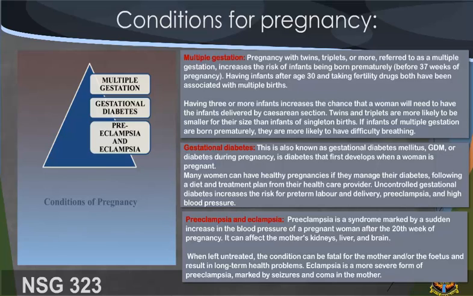Preeclampsia and eclampsia. Preeclampsia is a syndrome marked by a sudden increase in the blood pressure of a pregnant woman after the 20th week of pregnancy. It can affect the mother's kidneys, liver, and brain. When left untreated, the condition can be fatal for the mother and/or the fetus and result in long-term health problems. Eclampsia is a more severe form of preeclampsia marked by seizures and coma in the mother.